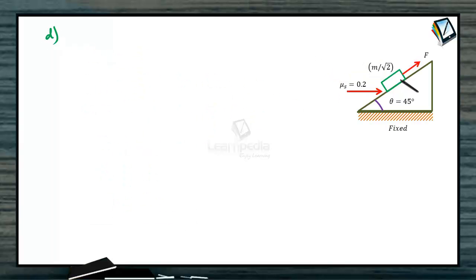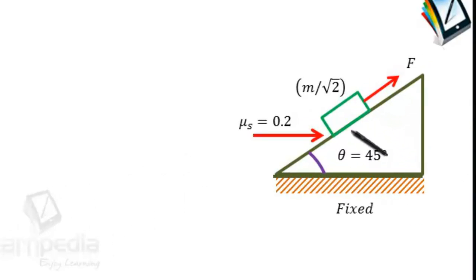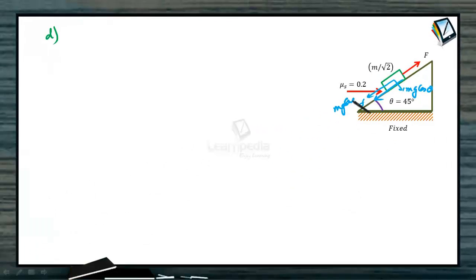In D part. Now the mass is m by root 2, theta is 45, this inclined plane is fixed, mu is given as 0.2. We want to calculate the value of F so that the small block can move up the incline. For upward motion, the friction force will be directed downward. This is the friction force direction. There is one component of mg here. This is mg cos theta. Another component of mg here. This is mg sin theta. For upward motion, frictional force will be downwards.